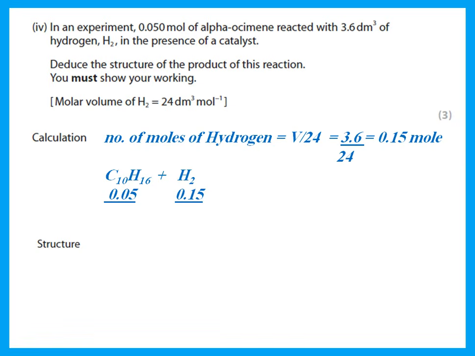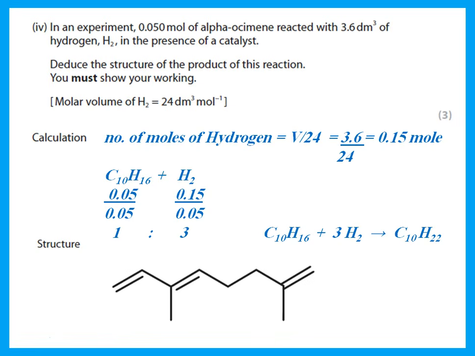And that means that if I see the ratio between the C10H16 and the hydrogen, it's a 1:3 ratio. So that means actually 1 mole of the ocimene reacted with 3 moles of the hydrogen. And that means that if I have this product, it reacted with 3 hydrogens. That means the 3 double bonds were removed to form the alkane.